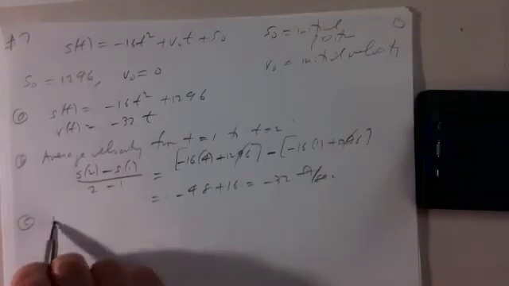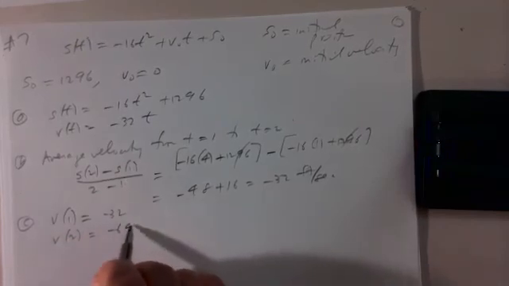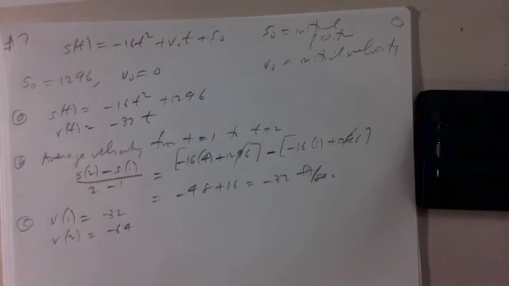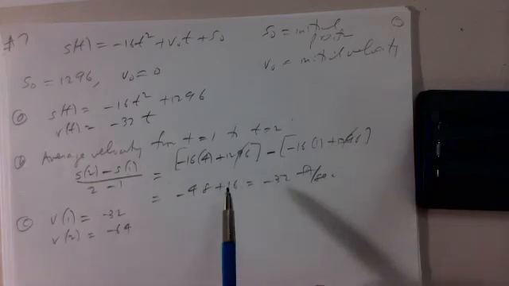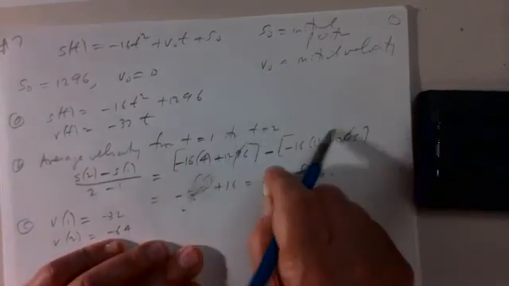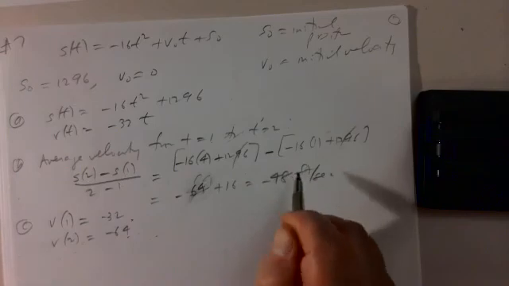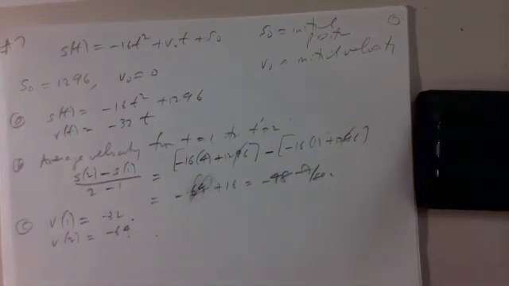But the instantaneous velocities: v of 1 is minus 32, and the velocity at time 2 is minus 64. Oops. 16 times 4 is 64, so I should do the arithmetic right. Minus 64 plus 16 is minus 48. Yep. Thank you. Make sure you correct me when I do something silly like that.